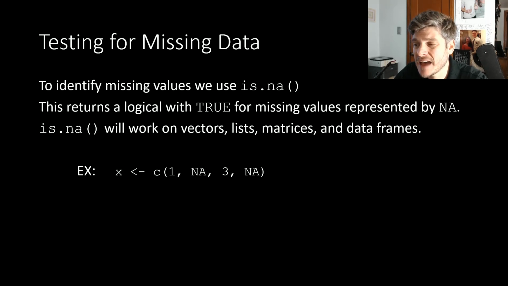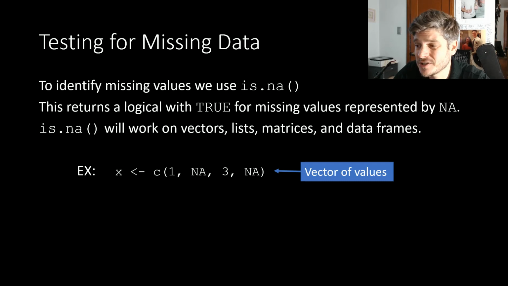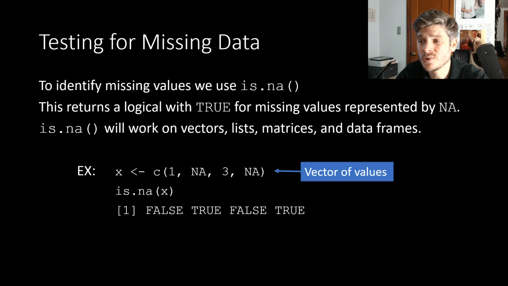Here's how we would use it. Let's say I have a vector X filled with values. The values in this vector would be 1, then missing data, 3, and then missing data. When I run my is.na function on this vector, it's going to go through term by term and determine whether or not each entry is missing one at a time. So when I execute this code in my console, it's going to return false, true, false, true.